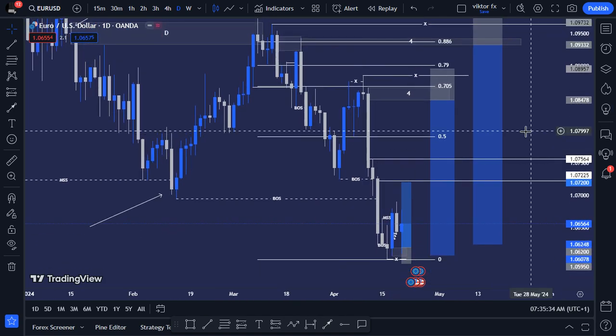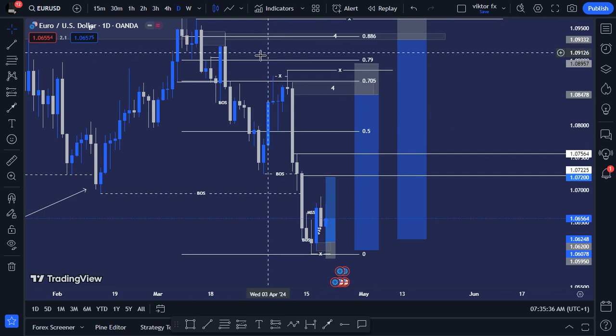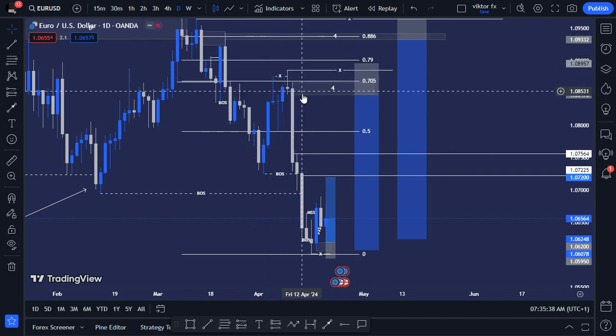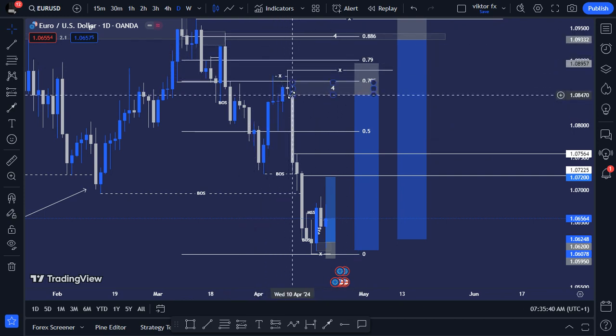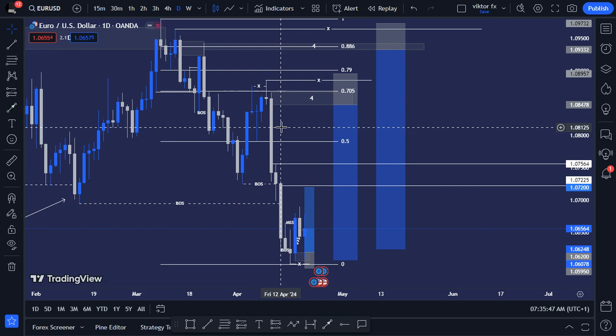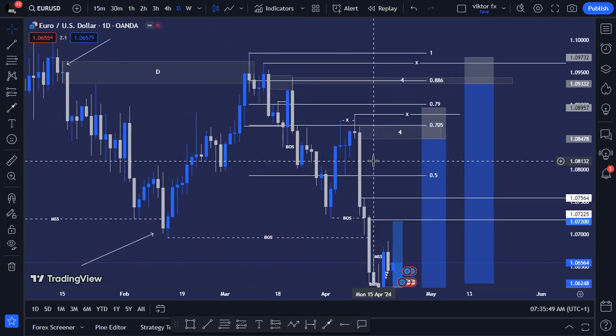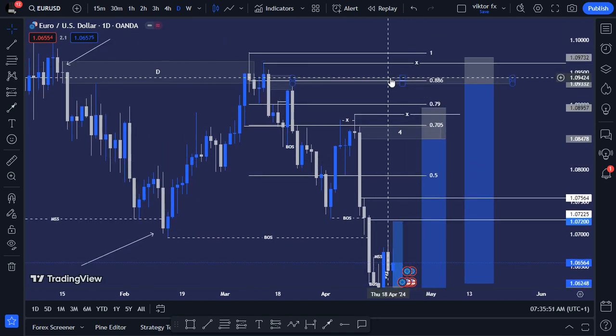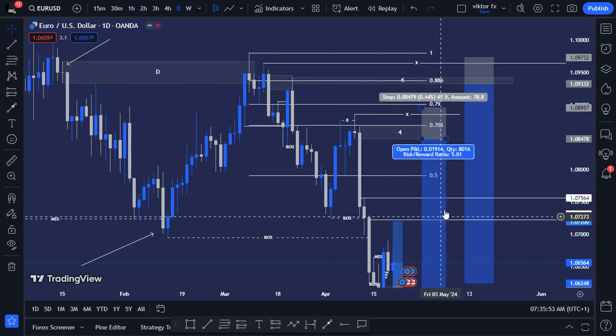And also, the reason why I marked out this one again is that this could also be a liquidity, an inducement zone for us to sell from, for the market to take people's orders. The market will take people's stop losses and go up to this order block and sell from here, pushing down more.